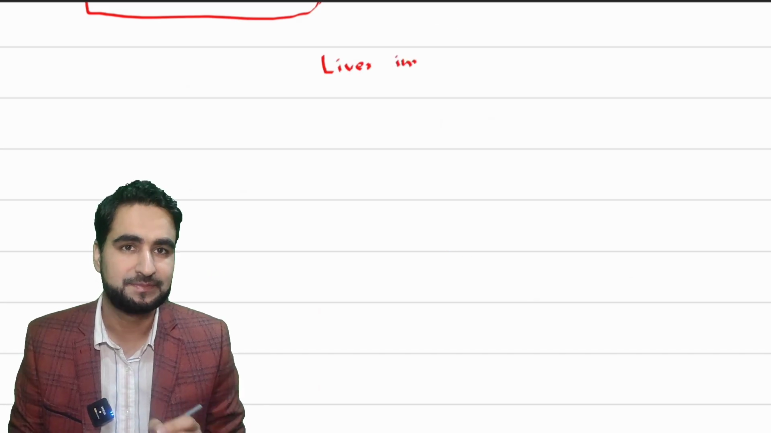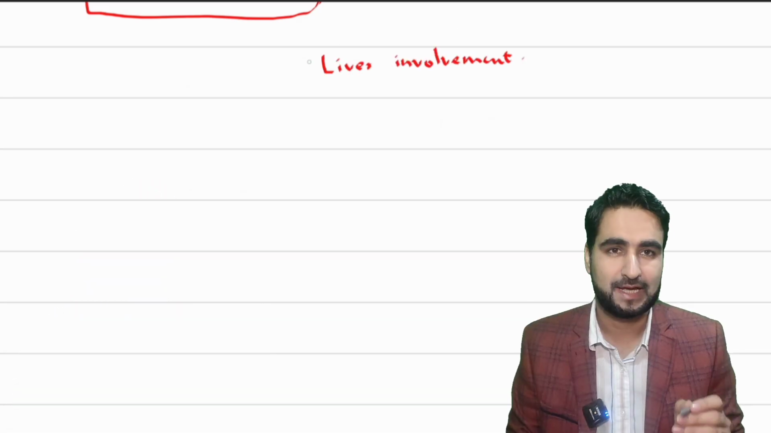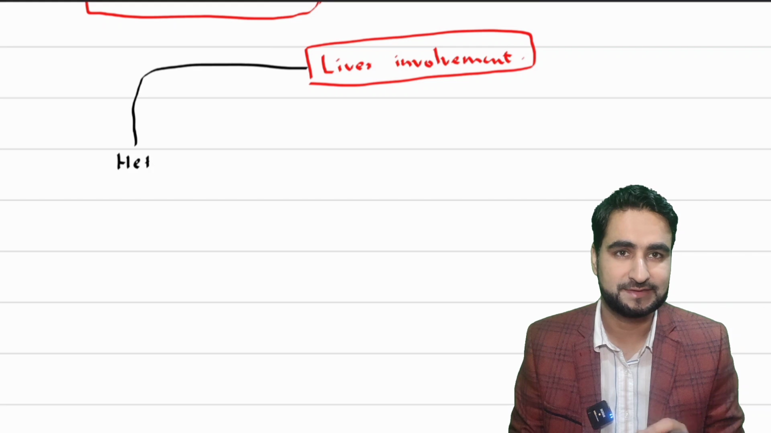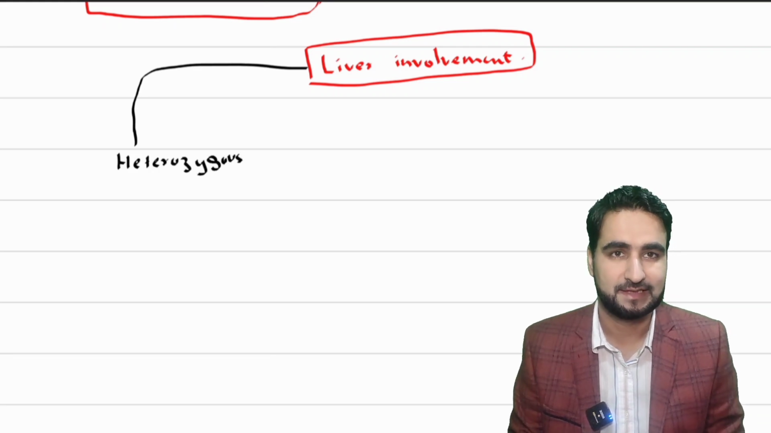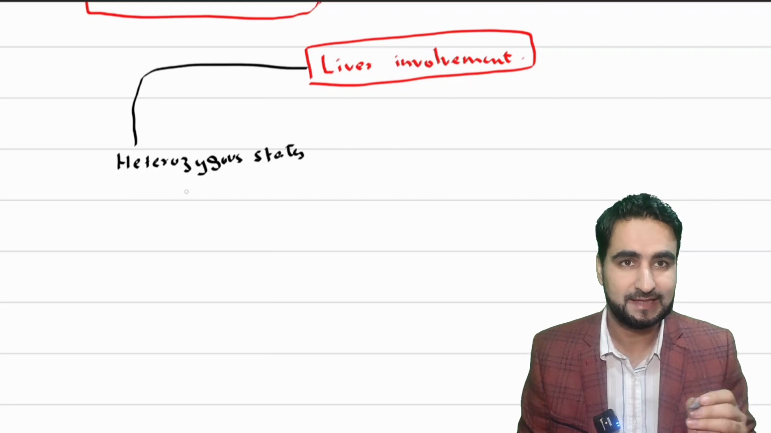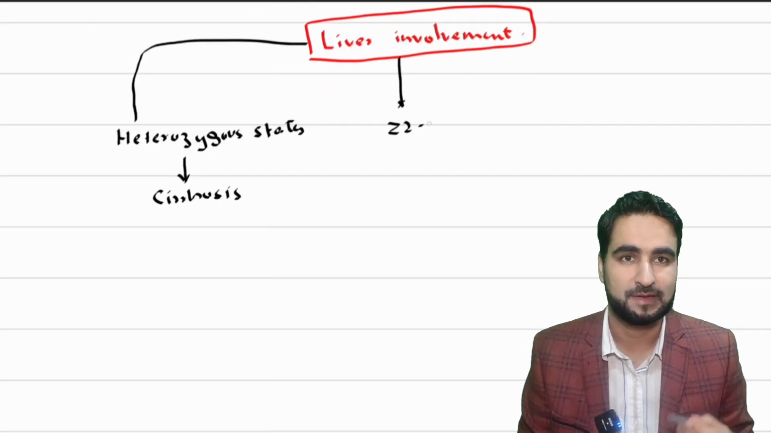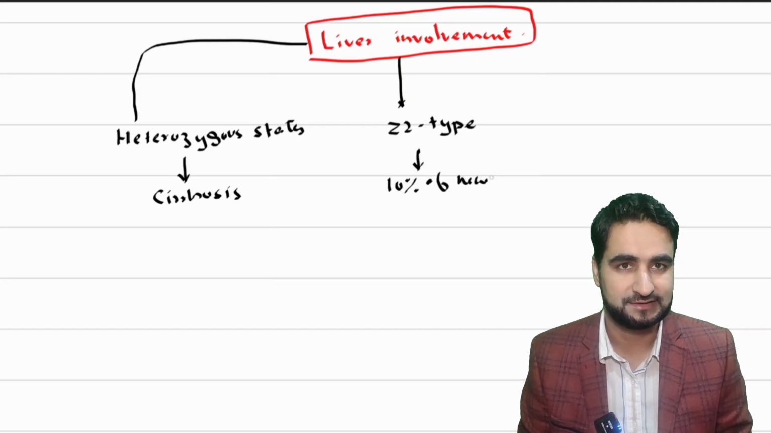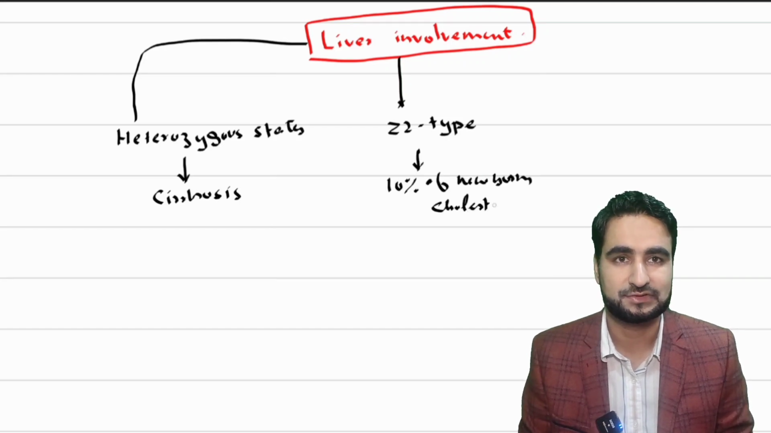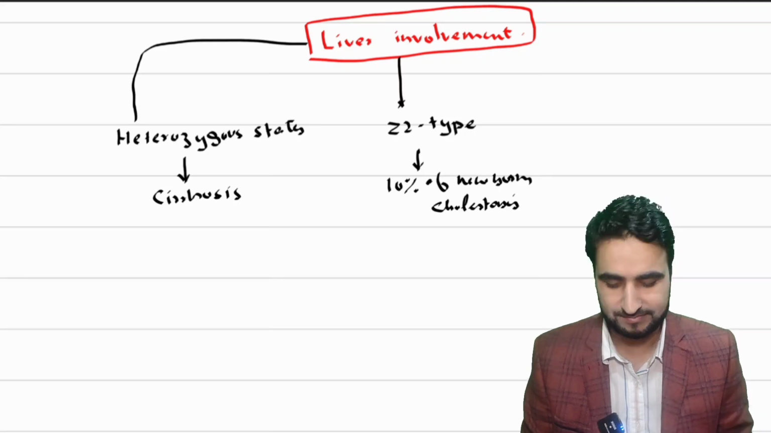Let's go a bit deeper into the liver involvement. So as we have seen, there are heterozygous and homozygous variants, that is MZ and ZZ phenotype. In ZZ phenotype, that is the homozygous variant, there is accumulation of abnormal mutant proteins. There is abnormal accumulation of alpha-1 antitrypsin and it leads to cirrhosis in adulthood.